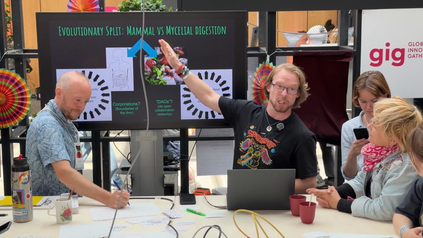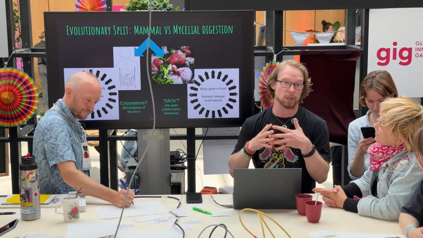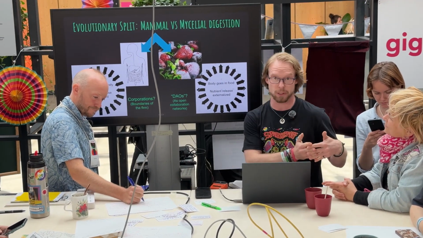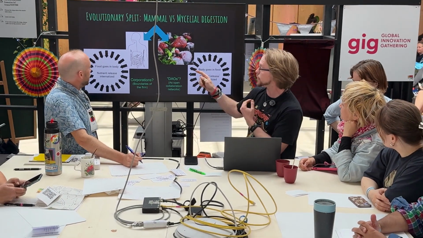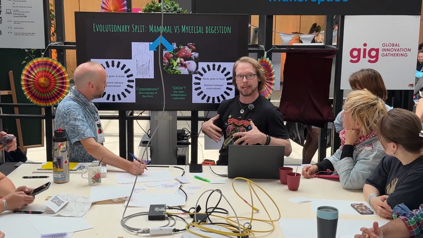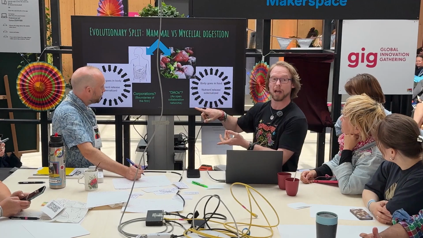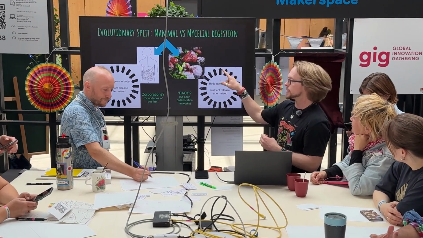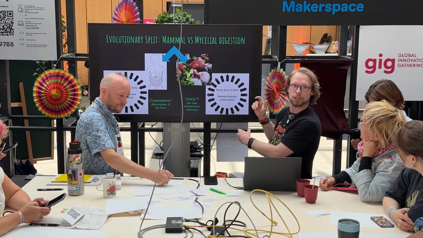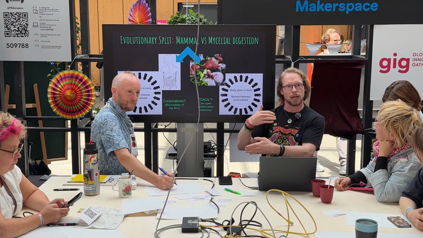So the interesting thing about mycelium versus, say, corporations: mammals split from mycelium. We share a common ancestor. We were mushrooms once upon a time, and we split off and decided to have a different evolutionary strategy. We would put food in our body and digest it internally. They put their body in the food and digest it externally. So this is a really interesting way that they produce all of these positive sum offshoots.